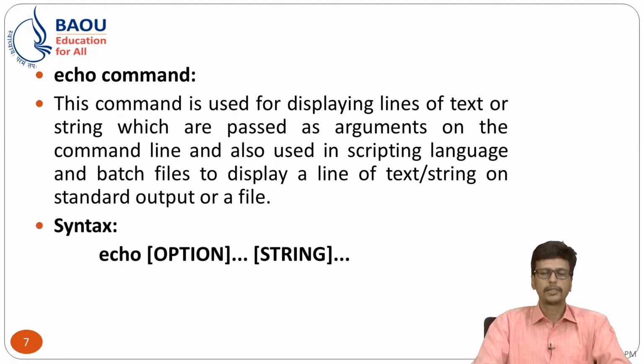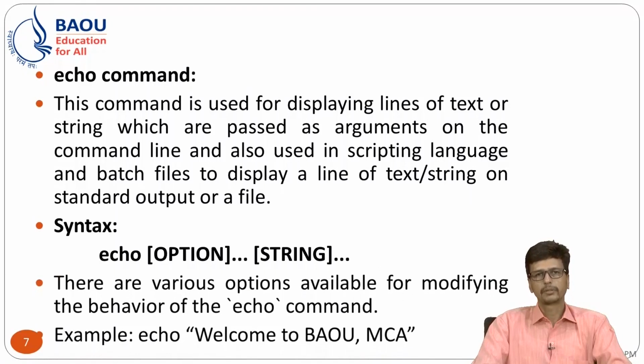The syntax is echo, then options and the string. Here the option is optional. Suppose you want to change some behavior of the printing pattern, in that case you use these options. There are multiple options, we will discuss a few of them. Then the string, or the message or the text that you want to print, you have to write after the option, right.